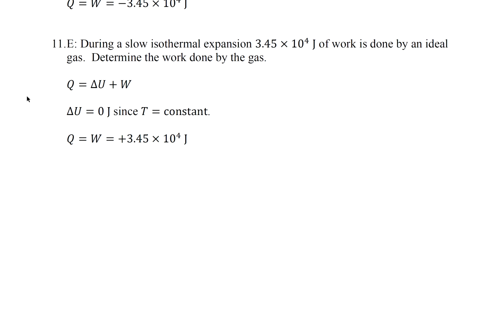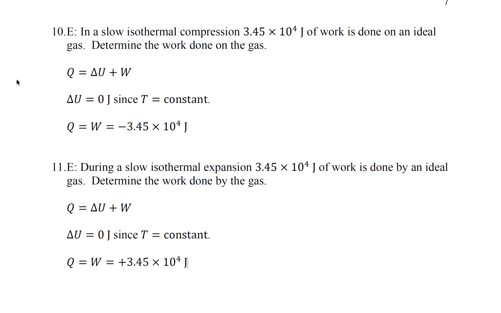Question 11. During a slow isothermal expansion, okay, constant temperature and work is positive because it says expansion, 3.45 times 10 to the 4 joules of work is done by an ideal gas. Determine the work done by the gas. Here we go. So you can see 10 and 11 are like the opposite.